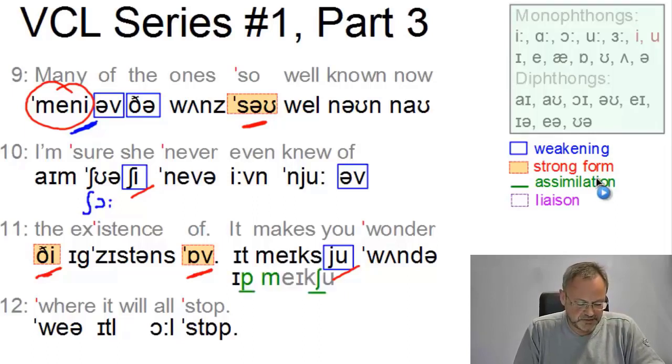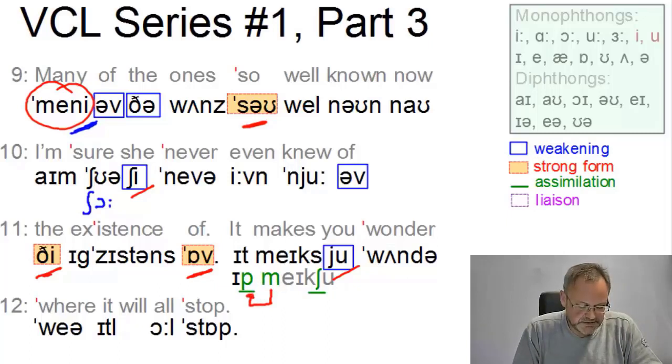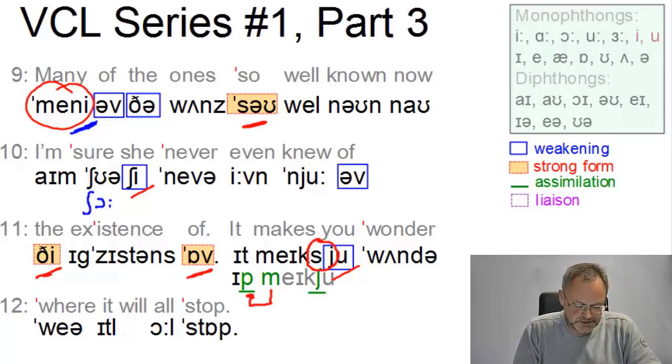Assimilation effects can be found in it makes you, quite interesting. Well, here we have, first of all, regressive assimilation, where the bilabial nasal influences the alveolar plosive and turns it into a bilabial plosive. And in the second case, we have coalescent assimilation, where the alveolar fricative and the palatal fricative merge to a post-alveolar fricative sh. It makes you. But as I said, this is optional.